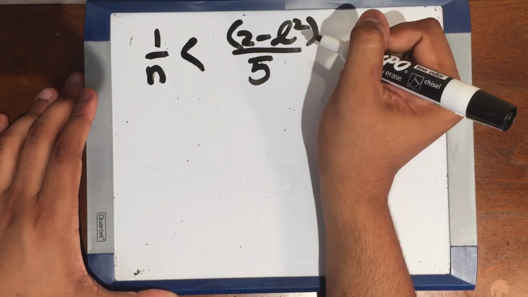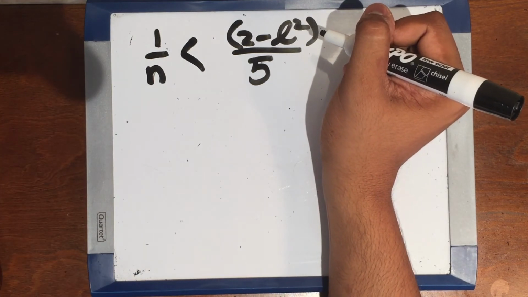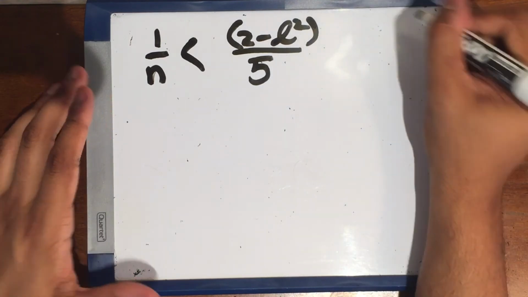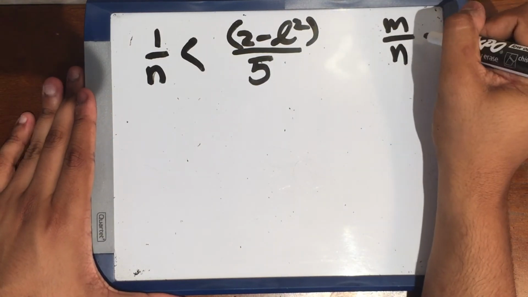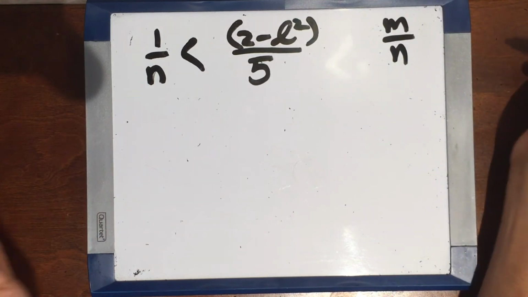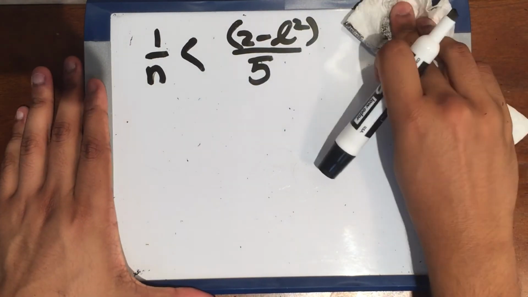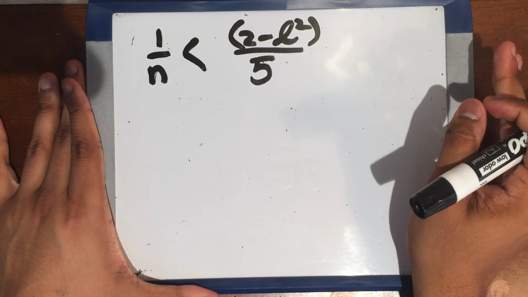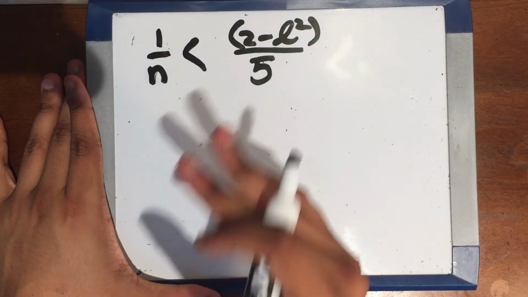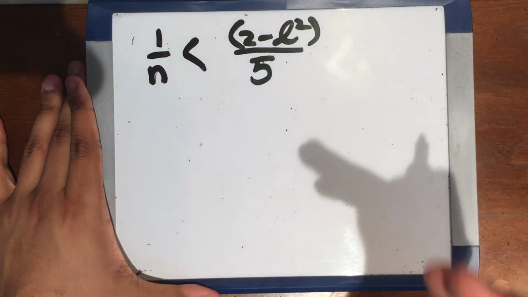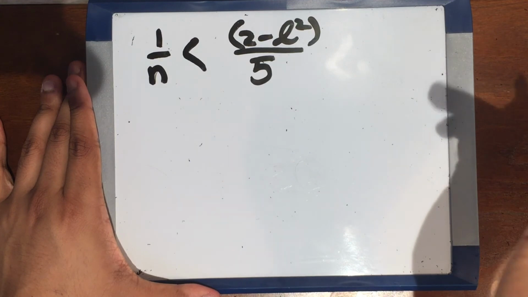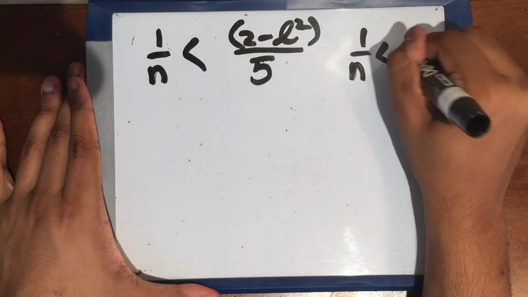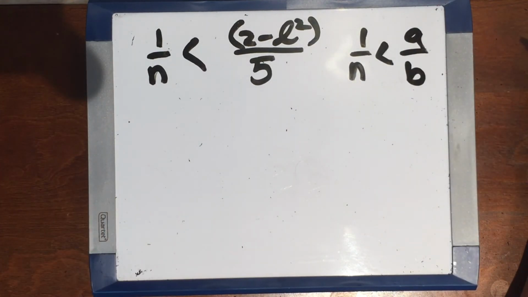Now by assumption, the right-hand side is a positive rational number, i.e. a quotient of natural numbers. Remember, it was m over n to construct any rational number. That would be the form. Is it true that for every natural number quotient, a over b, there is a natural number n where 1 over n is less than a over b? Well, of course it's true.